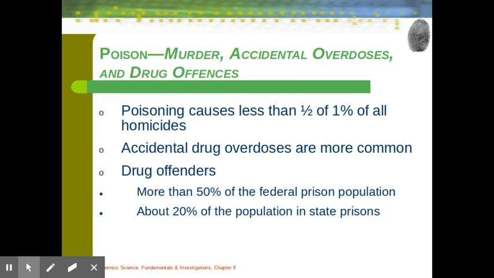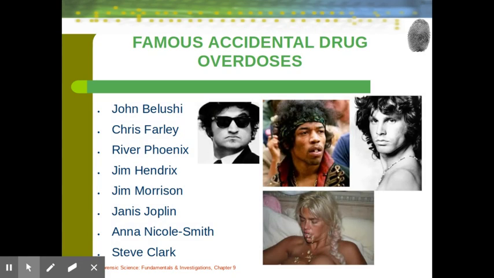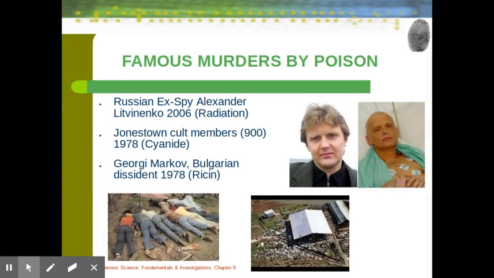So, drug offenders make up more than 50% of the people in federal prisons; they are there because of drug offenses, and about 20% of the population in just state prisons. So, there's a lot of people going to jail over drugs. Some of the famous accidental drug overdoses, you probably know John Belushi, Chris Farley, River Phoenix was kind of more my age, my time, Jimi Hendrix, Jim Morrison, Janis Joplin, Anna Nicole Smith, Steve Clark.